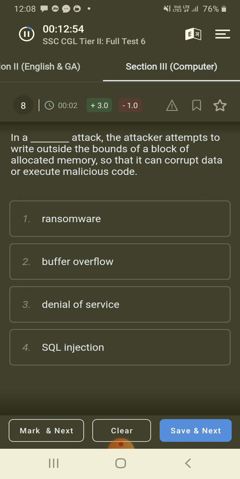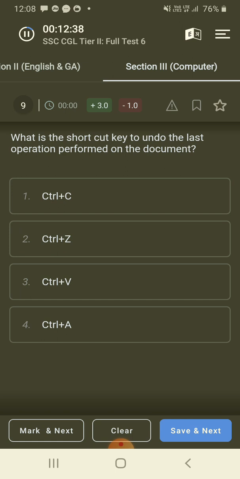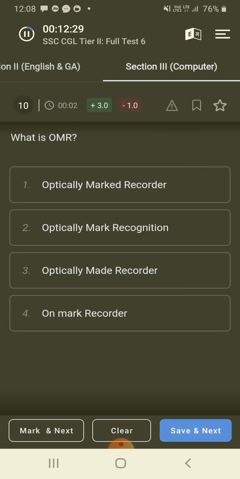In a buffer overflow attack, the attacker attempts to write outside the bound of a block of allocated memory so that it can corrupt data or execute malicious code. What is the shortcut key to undo the last operation performed on the document? What is OMR? Optical mark recognition.